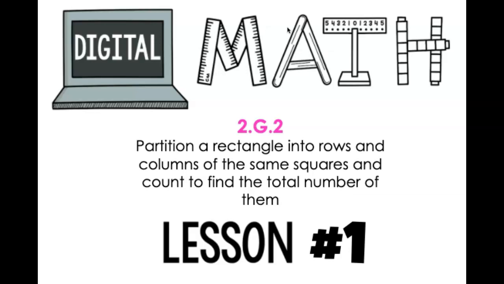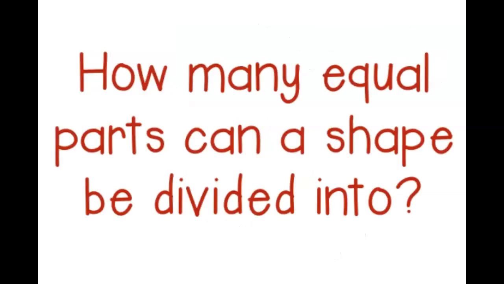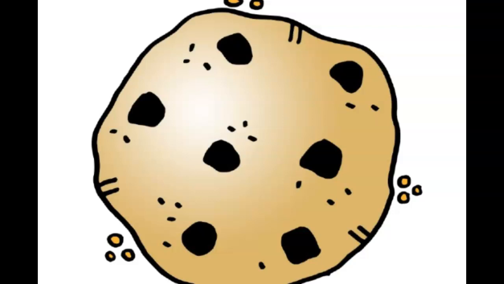Our goal today is to partition a rectangle into rows and columns of the same squares and count to find the total number of them. And so we can look at our essential question to be, how many equal parts can a shape be divided into? So the very first thing we're going to do is we're not going to look at a rectangle. I'm going to show you a different shape, but I just want you to understand the concept of what we're doing today. Who doesn't love a chocolate chip cookie?